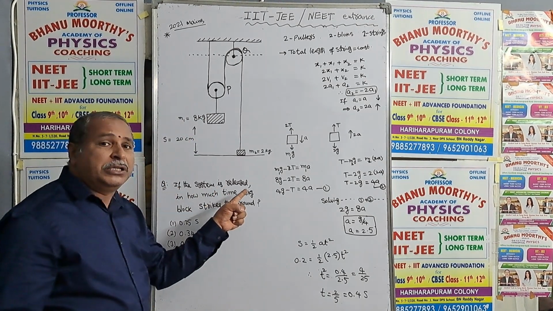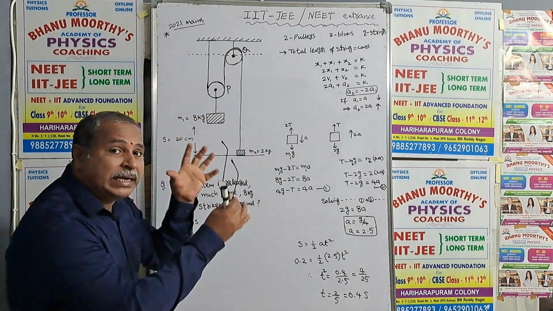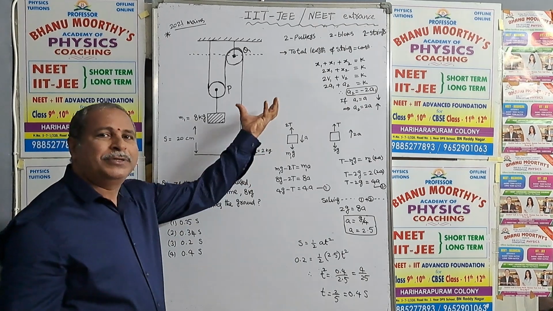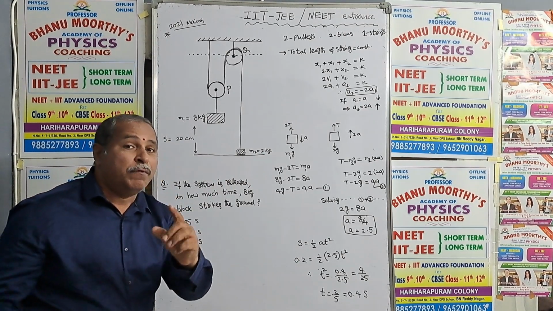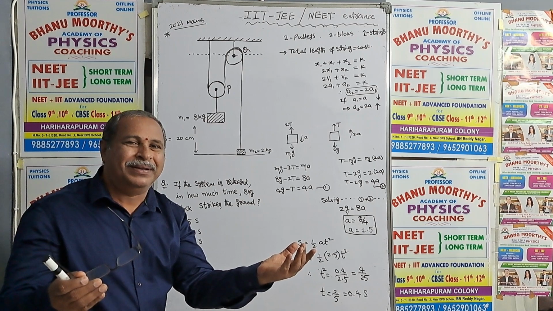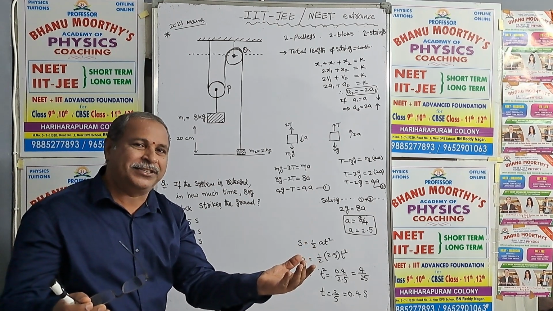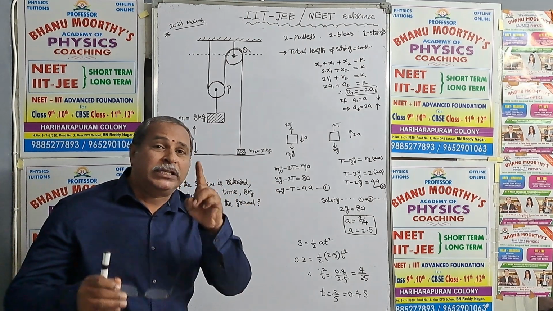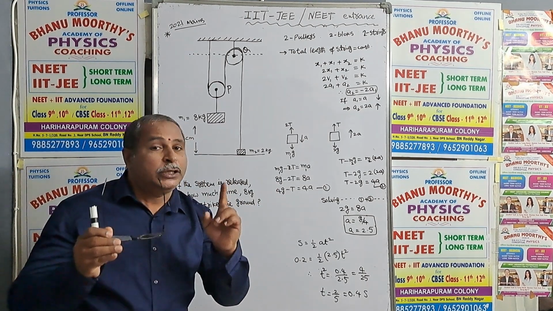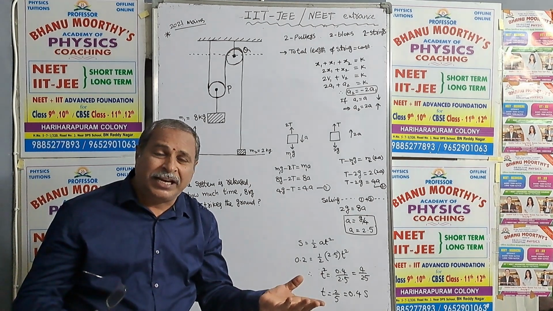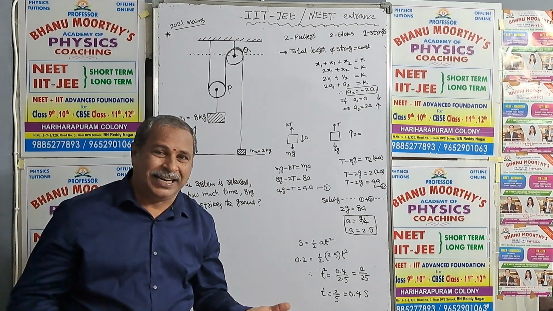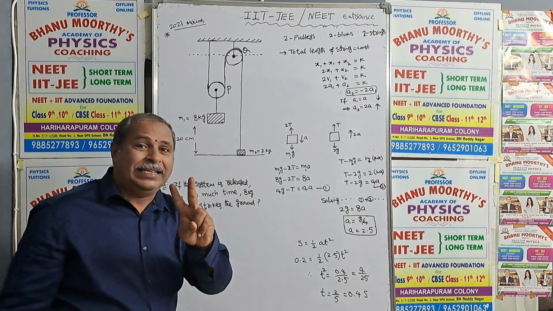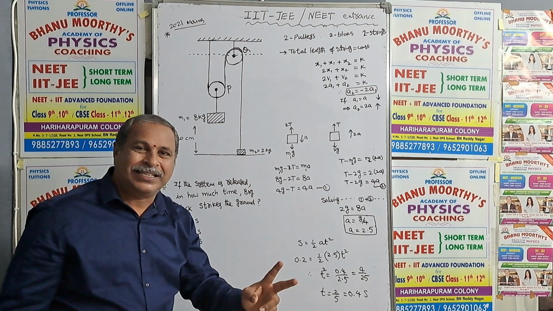If this system is released, everybody knows that the heavier body comes down, the lighter body moves up. But remember that they move with different accelerations. This is the speciality of constraints. Because in Atwood's machine, we selected only one pulley, only one string, then two blocks. Then tension is constant and the acceleration of the two blocks is constant. But in constraint relations, we selected two pulleys, two strings, two blocks.